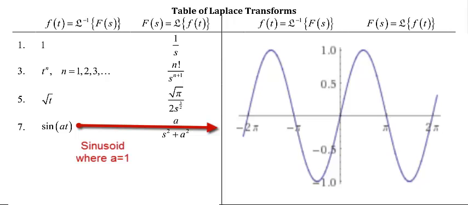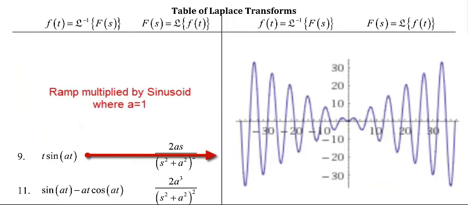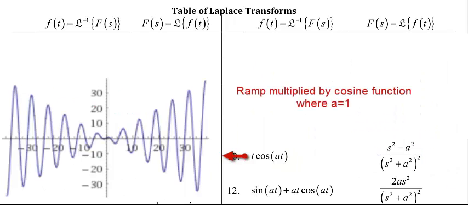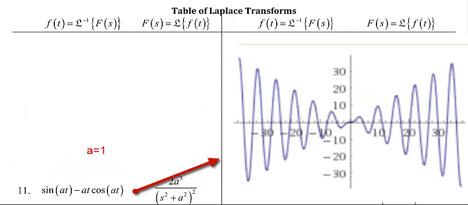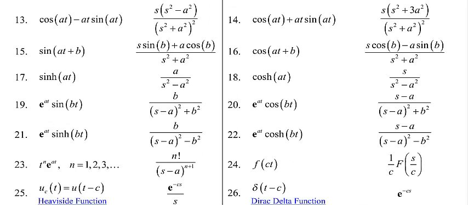Sine of 1t, 1 radian per second. Cosine with 1 radian per second. A ramp multiplied by a sine function. A ramp multiplied by a cosine function. Ramps and sinusoids. And this completes selected formulas for 1 through 12.